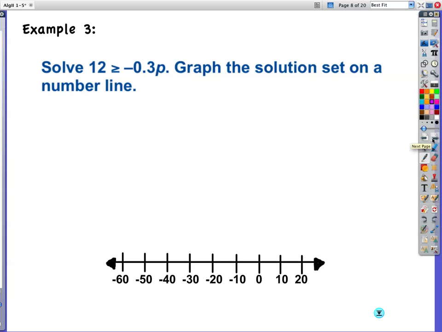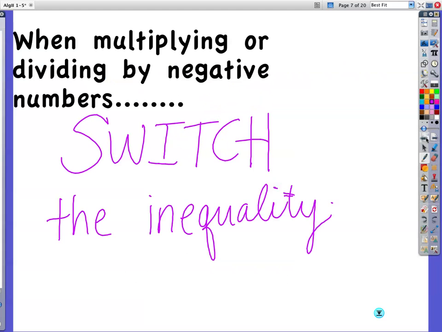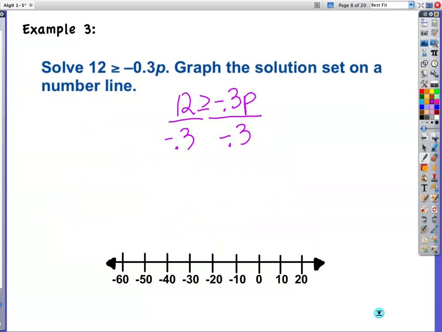Example 3, let's try it out. 12 is greater than or equal to -0.3p. Divide both sides by -0.3. Here's the kicker. You're dividing by a negative number. Let me go back to that screen. When you multiply or divide by a negative number, you switch the inequality.